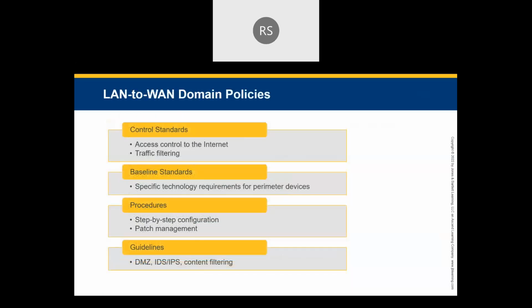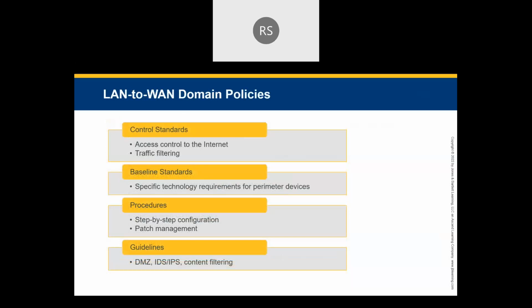Now, the LAN to WAN domain covers the connection between the LAN, the local area network, and the wide area network. And this is something typically through a network perimeter or gateway. So this interface is critical for controlling access to external networks, such as the internet, and protecting the organization's internal resources as well.